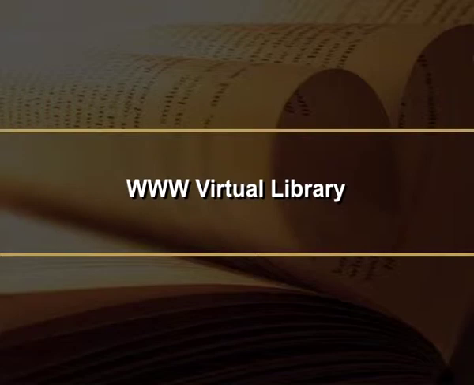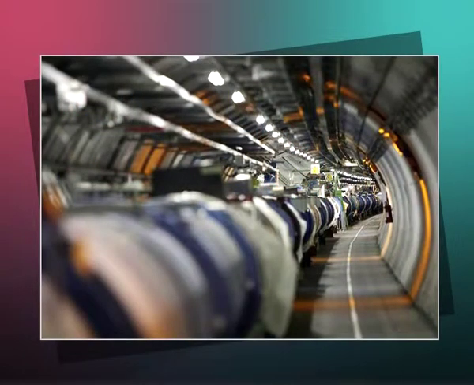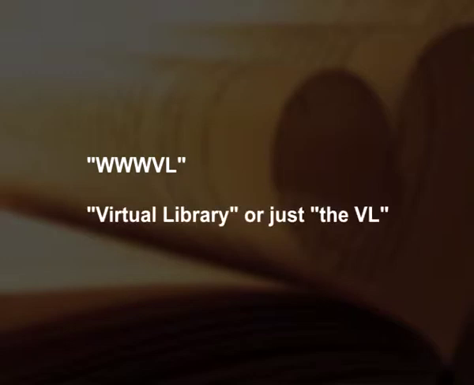WWW Virtual Library. The World Wide Web Virtual Library was the first index of content on the web and still operates as a directory of e-texts and information sources on the web. It was started by Tim Berners-Lee, the creator of HTML and the World Wide Web itself, in 1991 at CERN in Geneva. It is sometimes informally referred to as the WWWVL, the Virtual Library, or just the VL. The individual indices or virtual libraries live on hundreds of different servers around the world.